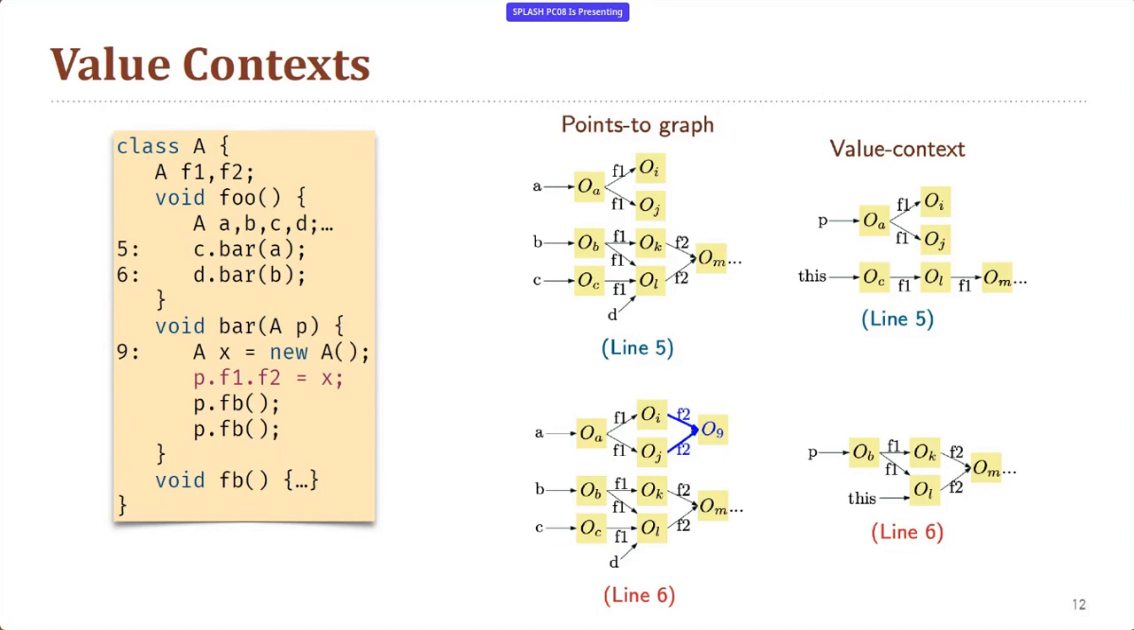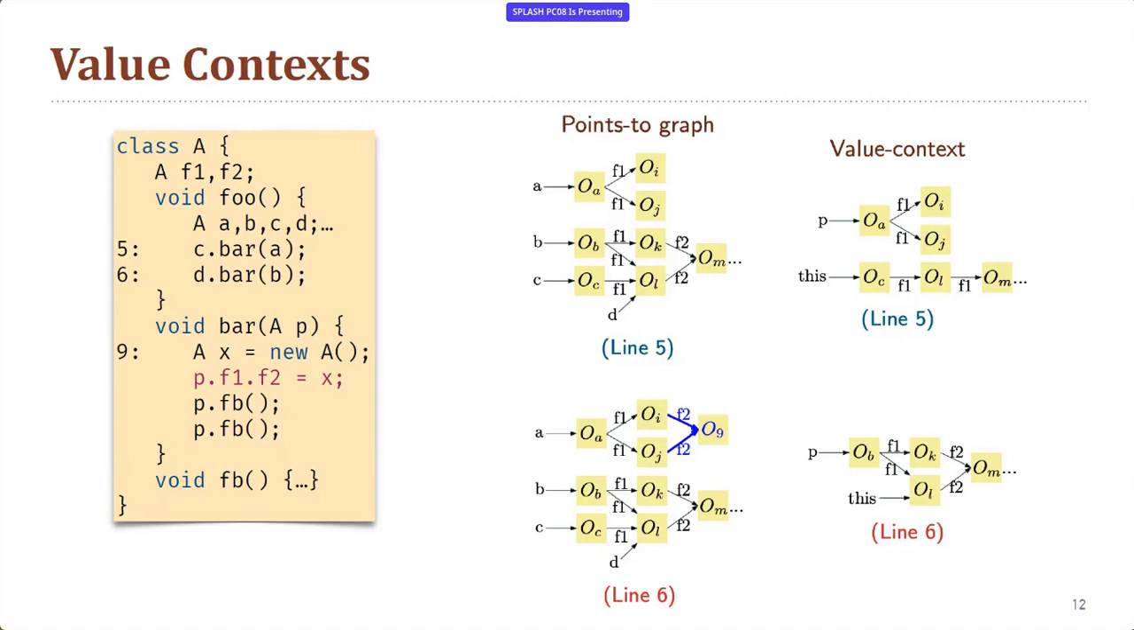So this is the value context. Now, what does the value context approach do? Well, the value context approach would compare at each call site the current value context with all the existing value contexts. If it is matching one of them, it doesn't create a new context for the method, else it would go and create multiple contexts.